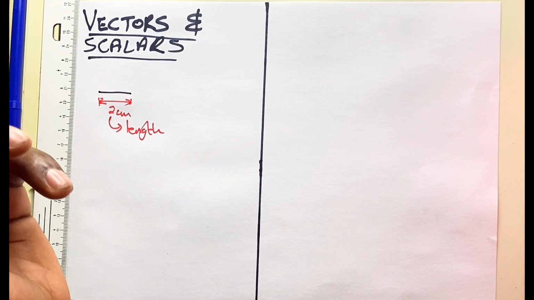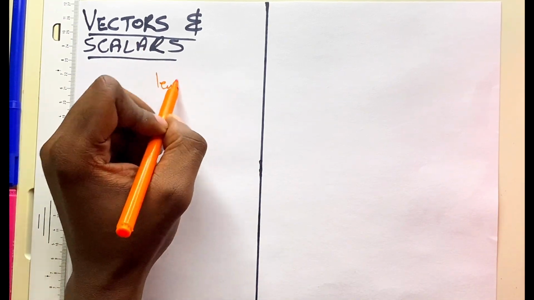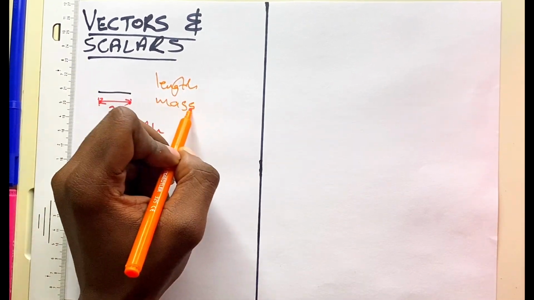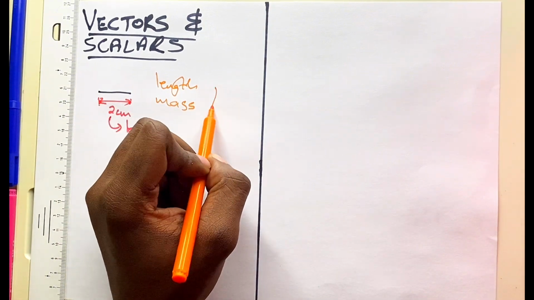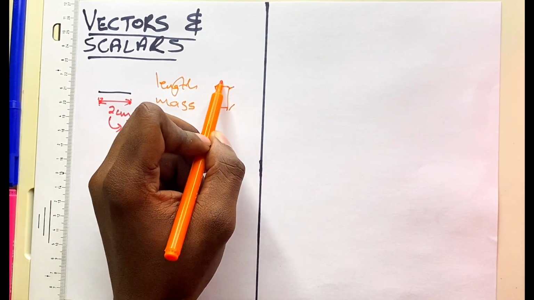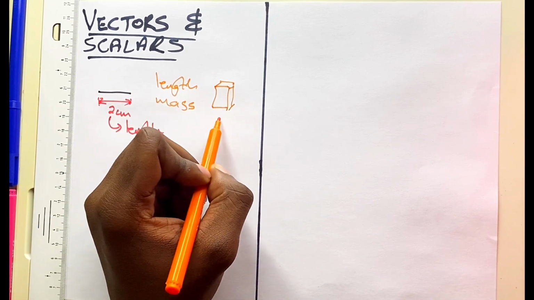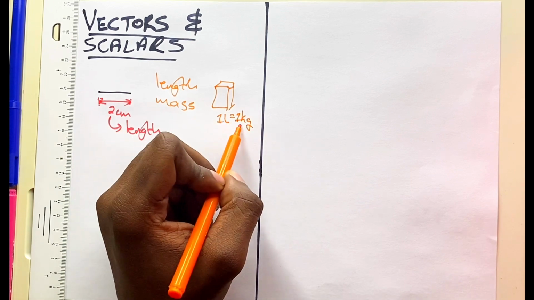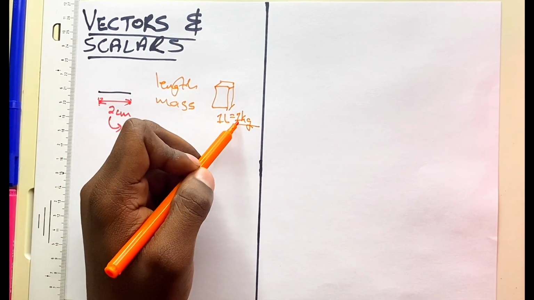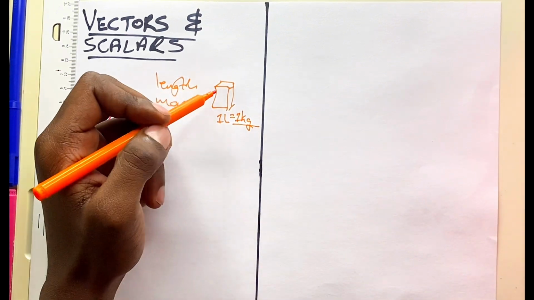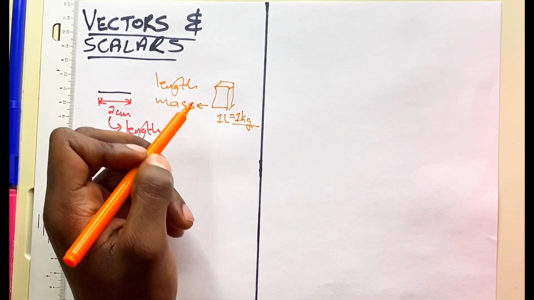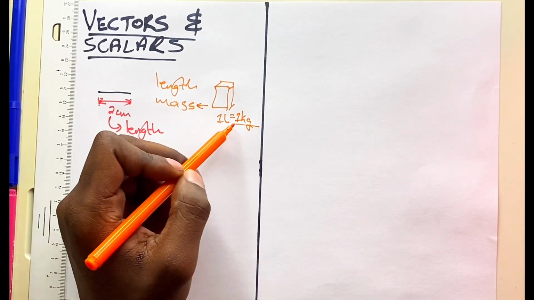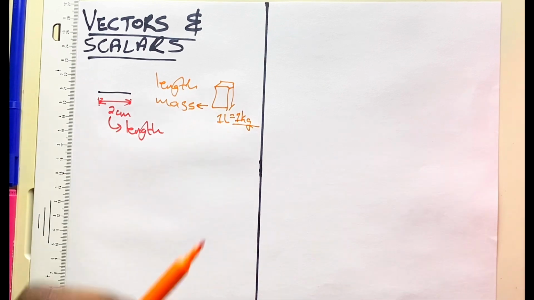Examples of scalar can be the length, just like I showed you here, or it can be the mass. So when you go and buy your carton of milk and you find out that your carton of milk is 1 liter, which usually has the mass of 1 kg, that physical quantity of that carton of milk, which is its mass, can be presented using its magnitude. Therefore, that makes mass a scalar quantity.